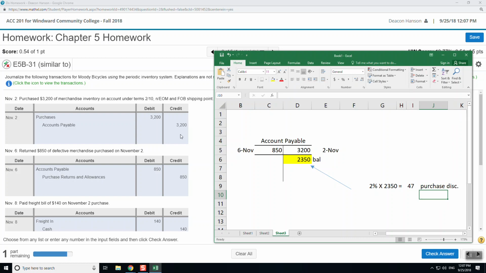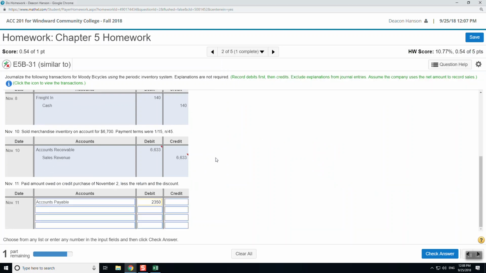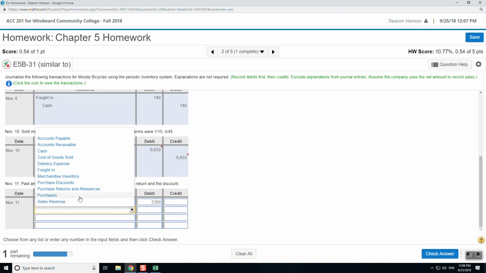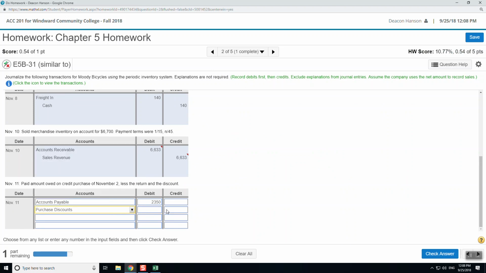You guys see all of that? I took 2% because that's what the terms are. So here we go. We're going to book it. Now, the whole accounts payable is going to go away. We're going to have a purchase discount credit of 47. And then the amount of cash we have to pay is just the difference.